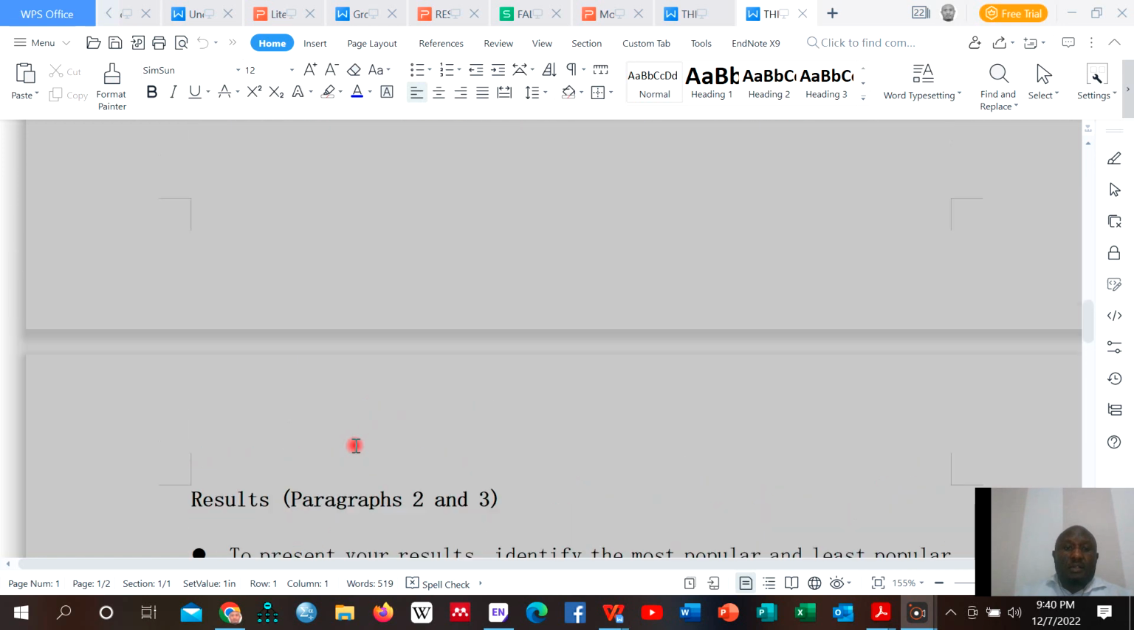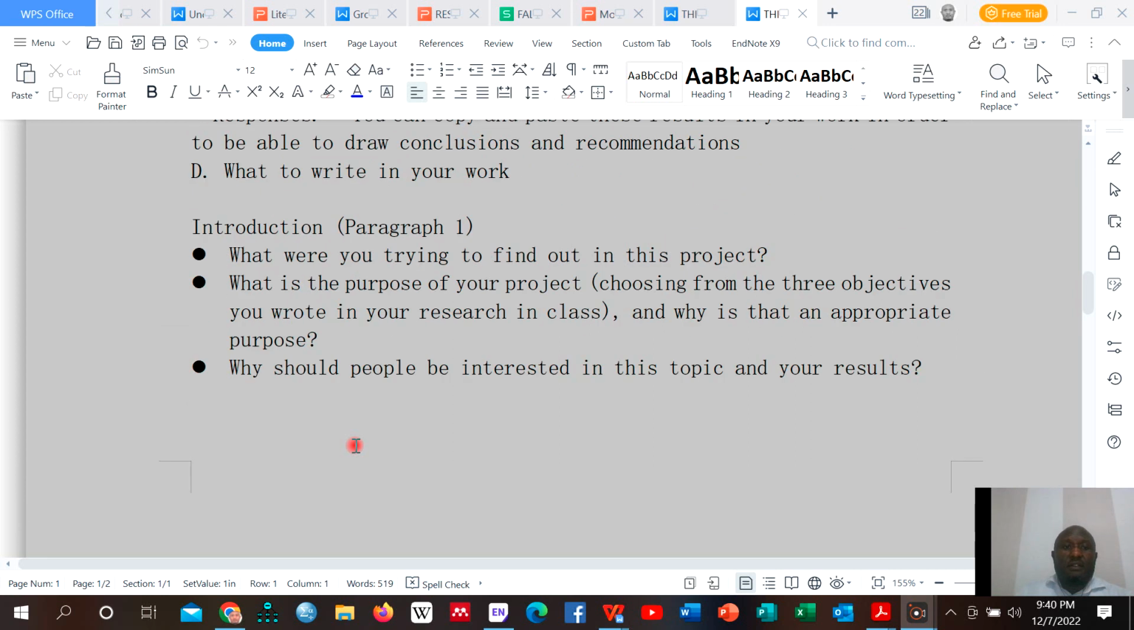What you are going to write in the first paragraph is a recap of what you are trying to find out in this project. You have already done this. If you have been following, this is what you wrote at the beginning: the purpose of your research, the objectives you wrote about, why you think this is appropriate, and your justifications for conducting this study. Why should people be interested in this topic and your results? That's an introduction, and it's supposed to be in one paragraph.